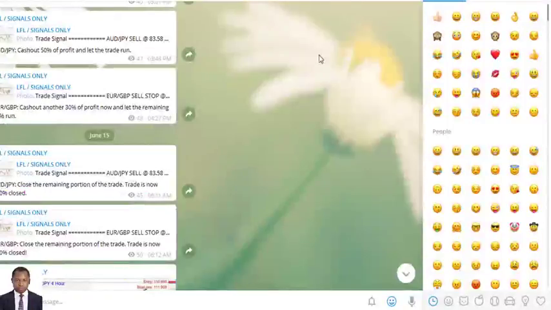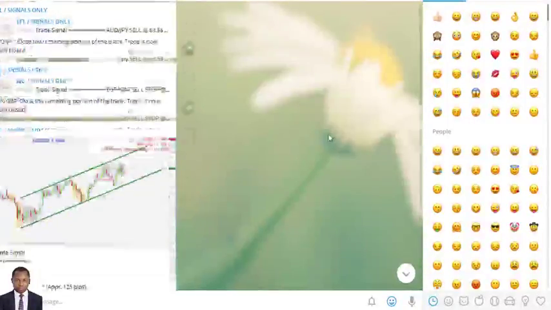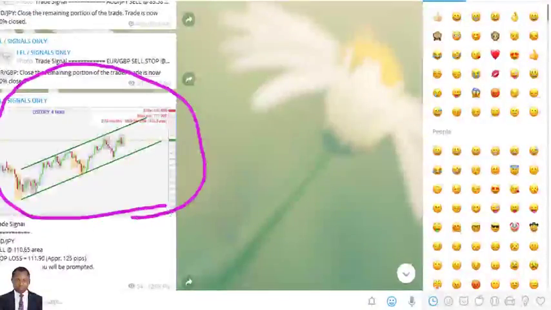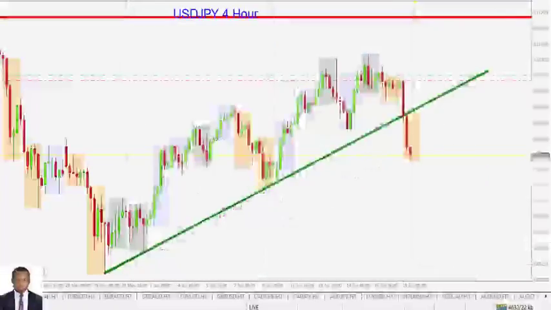Okay, no problems. We are in the American dollar against the Japanese yen. This one here, that was a trade signal. Let's just keep that one for now.